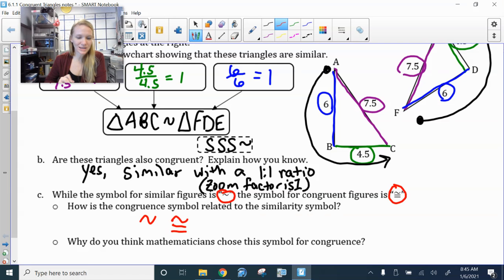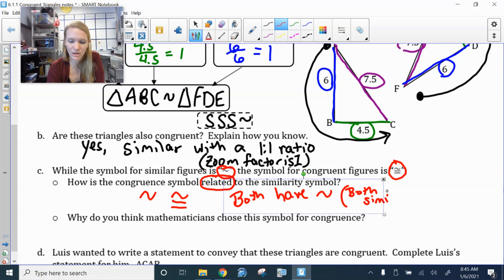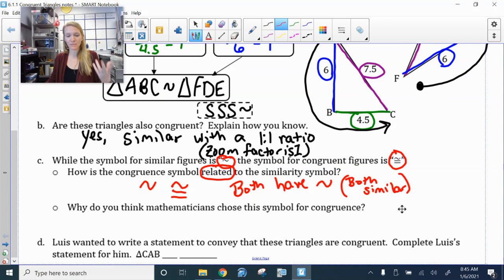Okay, so what do we see that these two both have? Well, they both have a squiggle on them, but the congruent symbol also has an equal sign. So how are they related? What do they have in common? Well, they both have this symbol. They're both similar, right? Congruent figures are similar, but congruence takes it a little bit further. Why do you think mathematicians chose the symbol for congruence? Well, because they're similar, but they're also, taking it a little bit further, equal.